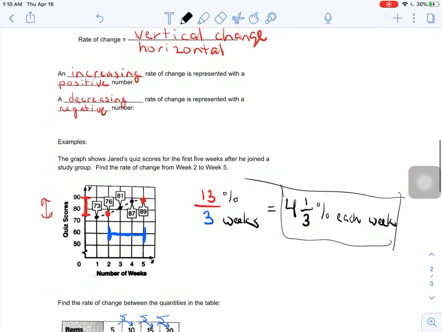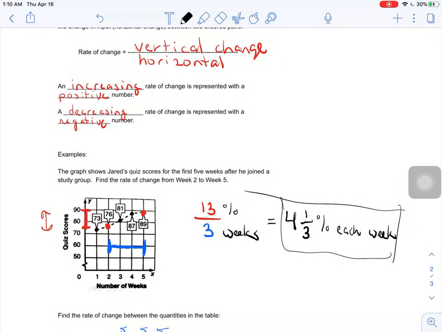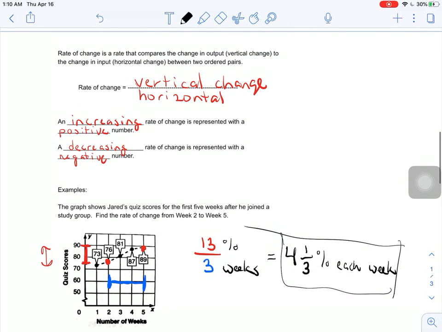Basically, rate of change is a ratio, and the way you get the ratio is by looking and seeing how much are things changing up and down between whatever points you're comparing to how are they changing horizontally, side to side, between whatever points you're comparing.